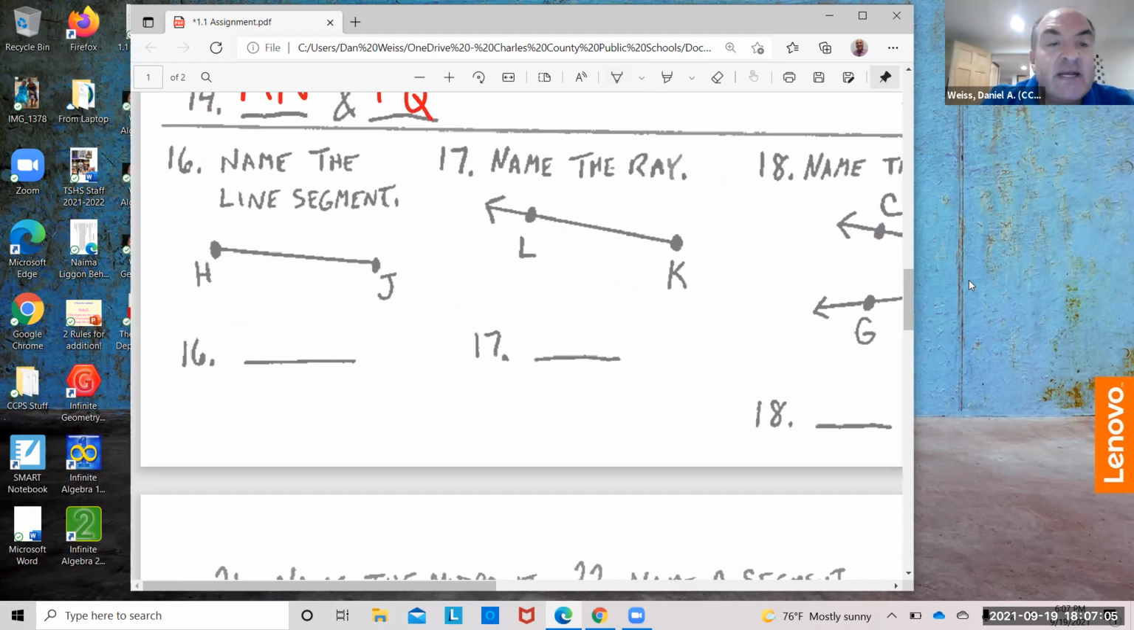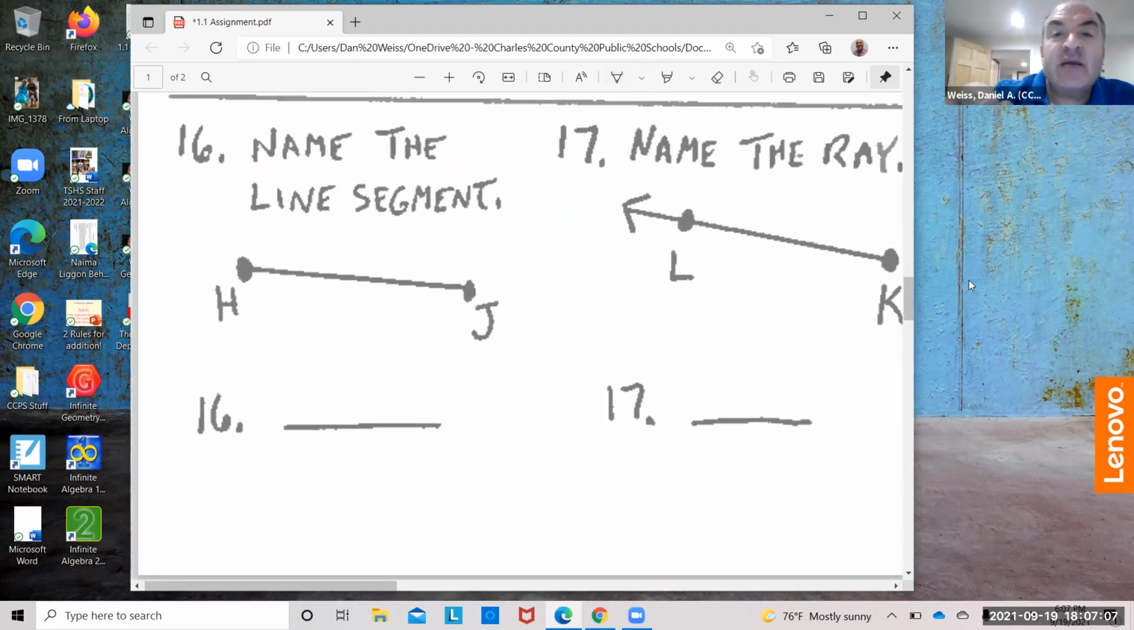Name this line segment. This line segment is HJ or JH with a bar above it, no arrows. Now, line HJ goes forever in both directions, but this is segment HJ that starts at H and goes to J, or starts at J and goes to H. Just that piece. It's a segment of the line. It's a line segment. Segment HJ, just the bar, no arrows above it.